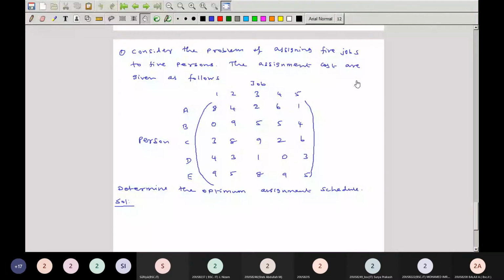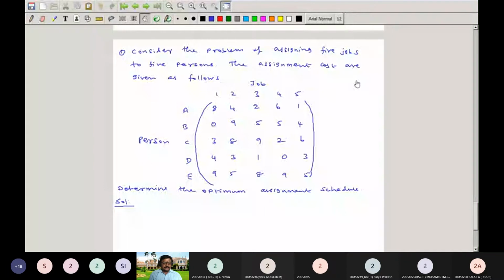Examine the rows successively until a row with exactly one unmarked zero is found. Make an assignment to this single unmarked zero by encircling it. Cross all the other zeros in the column of this encircled zero, as these will not be considered for any future assignment. Continue this way until all the rows have been examined.